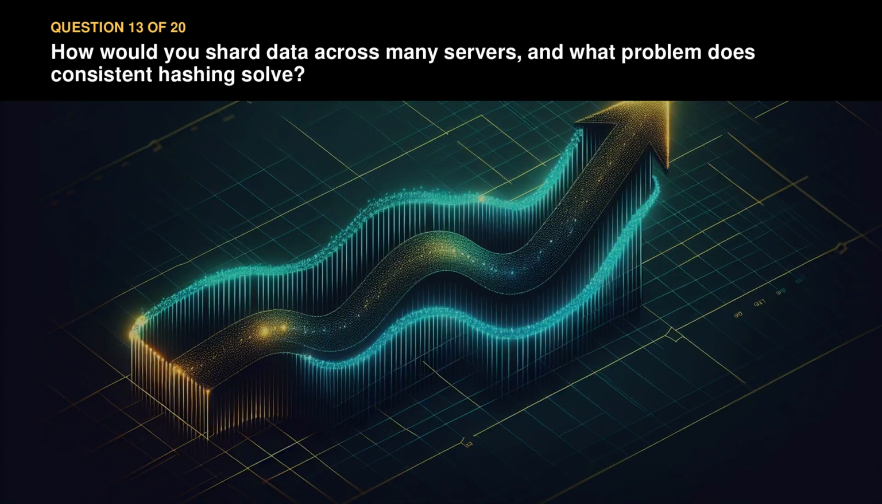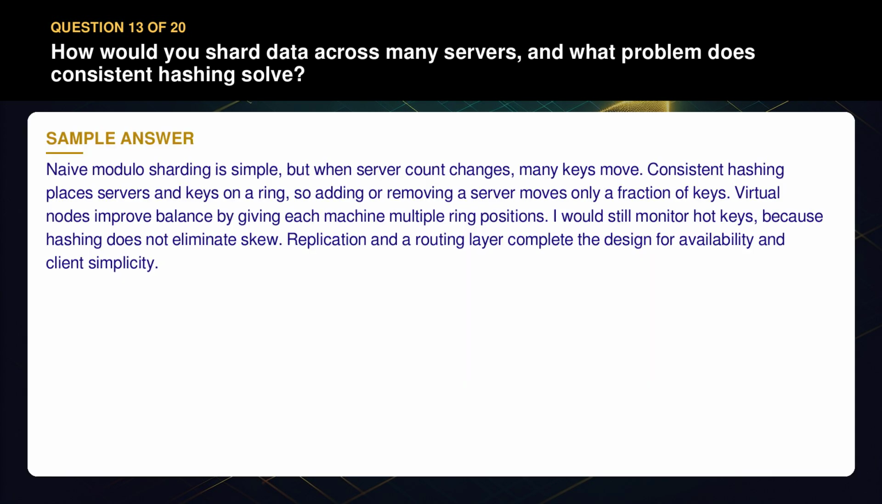Question 13. How would you shard data across many servers, and what problem does consistent hashing solve? Naive modulo sharding is simple, but when server count changes, many keys move. Consistent hashing places servers and keys on a ring, so adding or removing a server moves only a fraction of keys. Virtual nodes improve balance by giving each machine multiple ring positions. I would still monitor hot keys because hashing does not eliminate skew. Replication and a routing layer complete the design for availability and client simplicity.